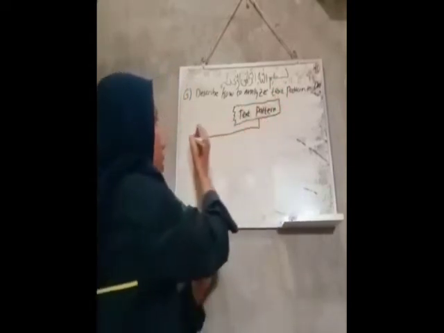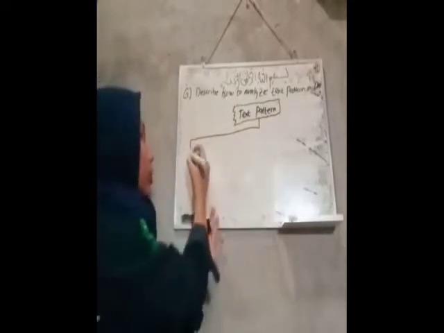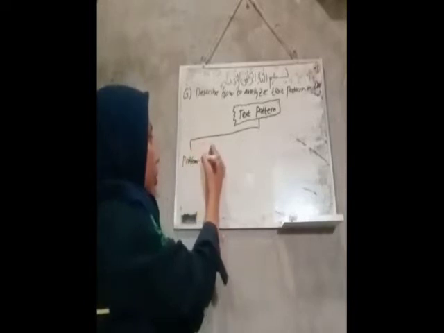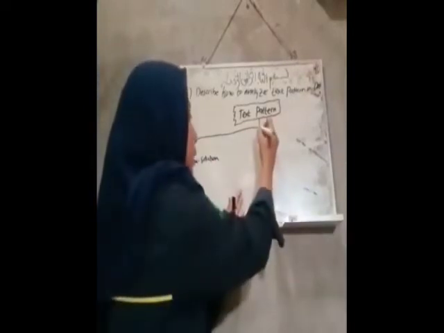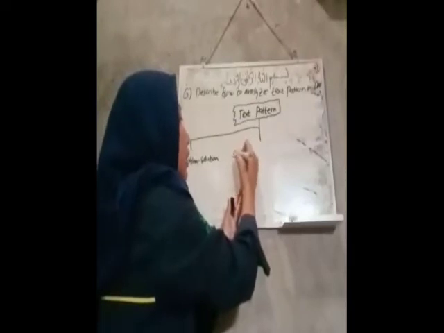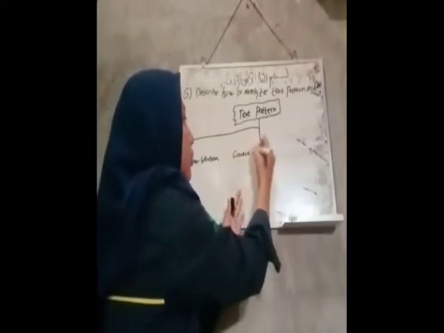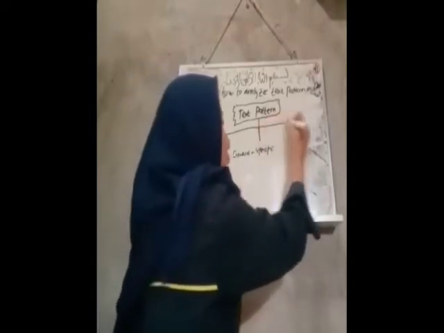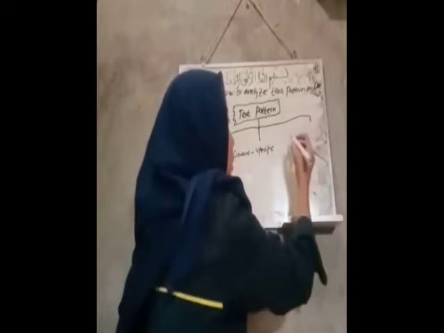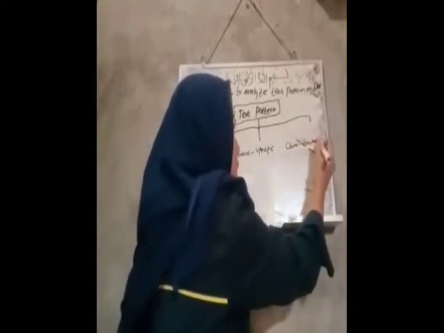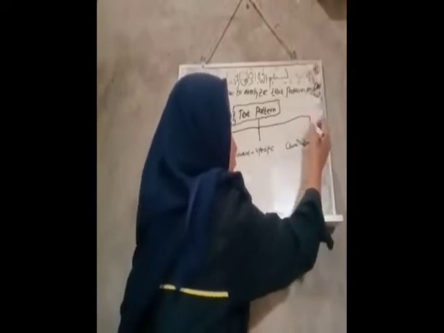First is the problem-solution pattern. Second is called the general-specific pattern. And the last one is the claim-counterclaim pattern.